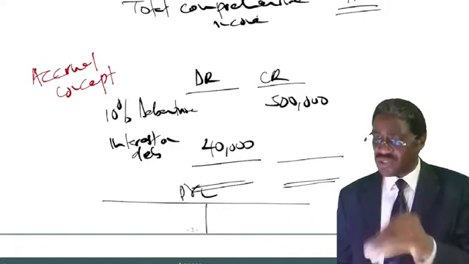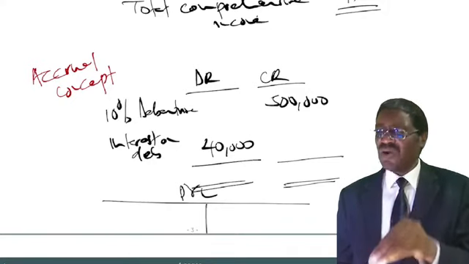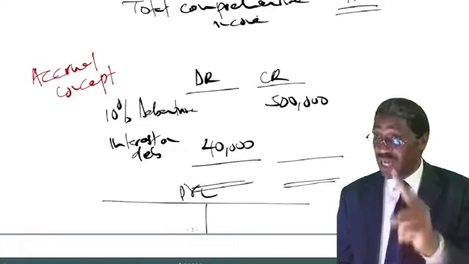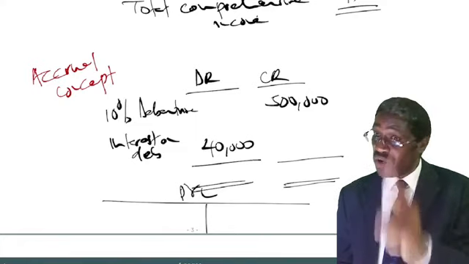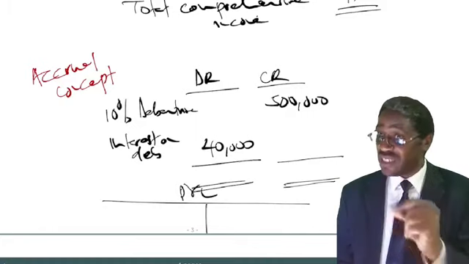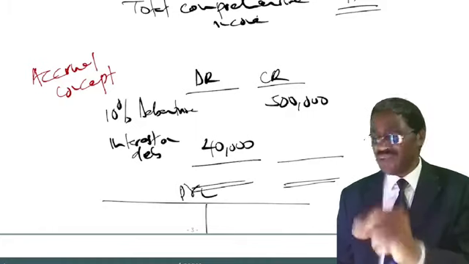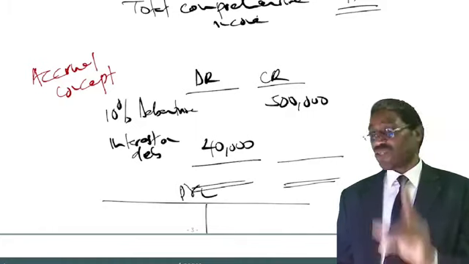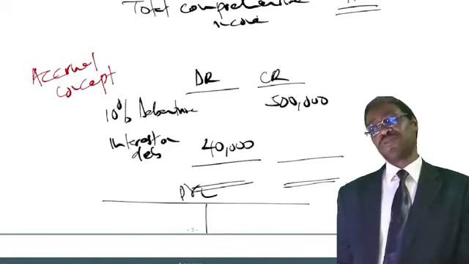Recognize that cost when it was incurred in the income statement. Don't recognize it as a cost when it was paid. Recognize it in the income statement when it was incurred, but not in the year it was paid.